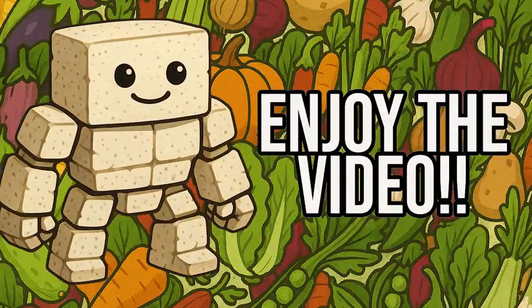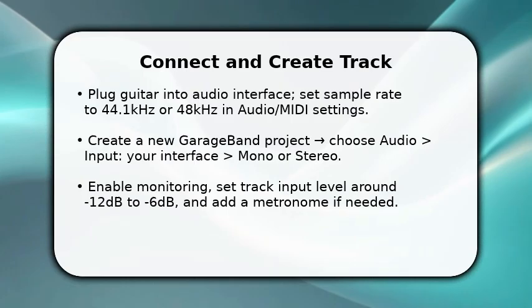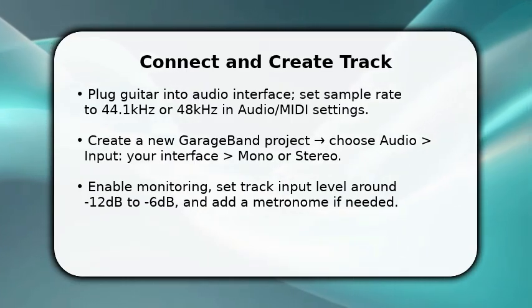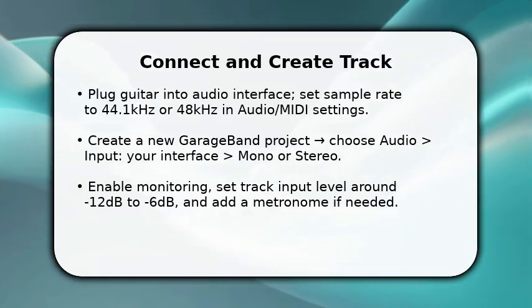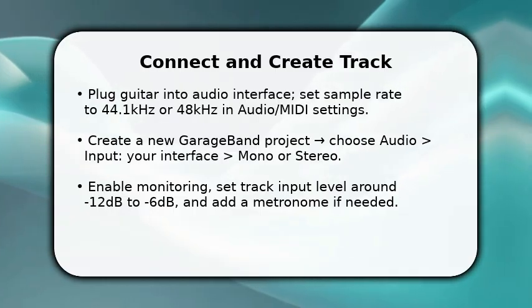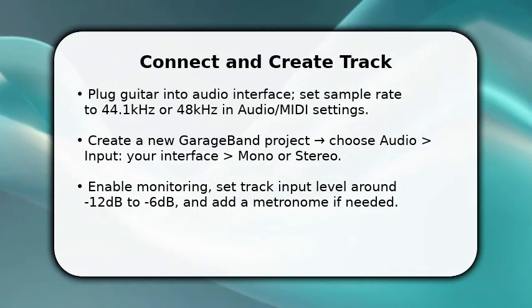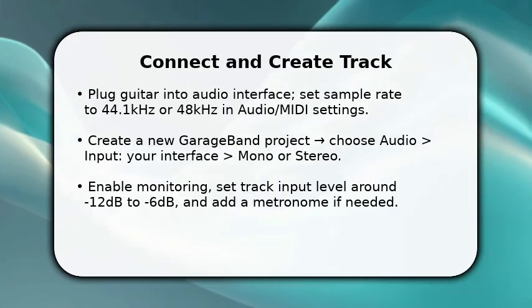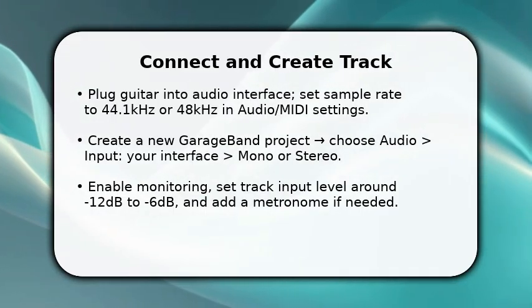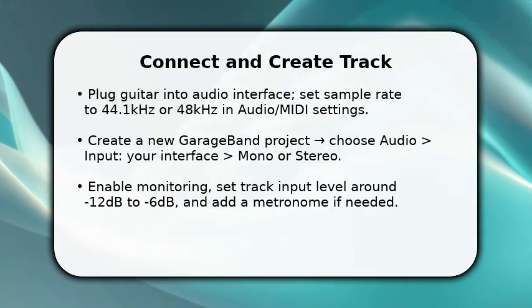Please enjoy the video. You start by physically connecting your guitar to the interface and confirming GarageBand recognizes that input. This is crucial so signal flows into the app. Once done, create a new audio track, selecting the correct input channel, and choose mono for single guitars. Stereo only if using stereo DI.